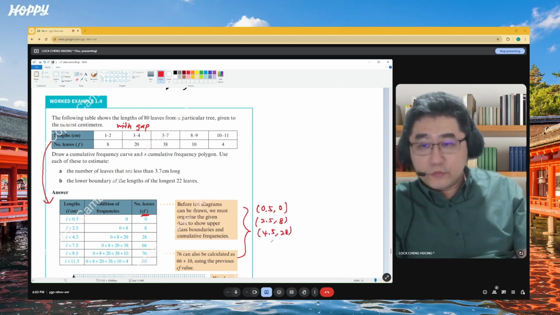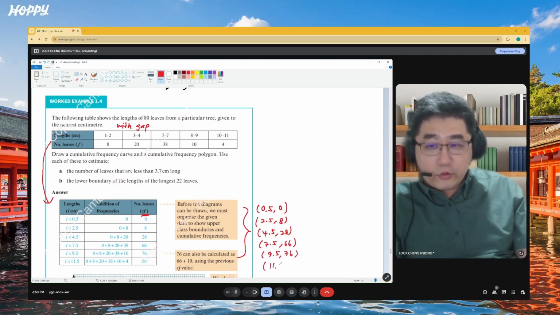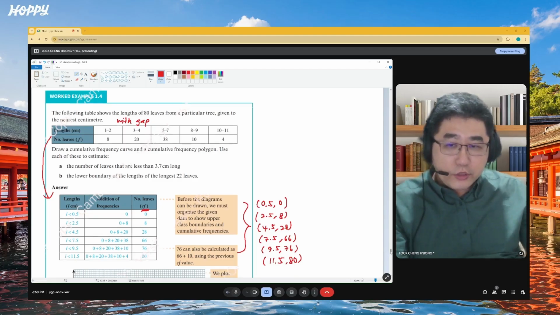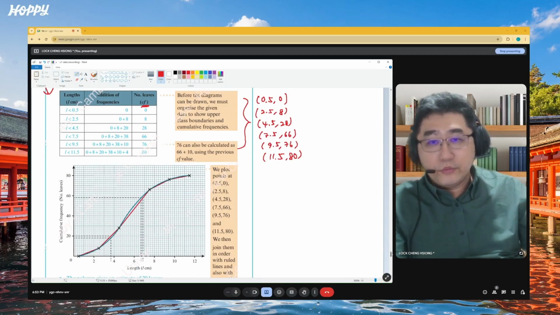4.5, 28. 7.5, 66. 9.5, 76. 11.5 and 80. After that, I use these coordinates and plot on the graph.